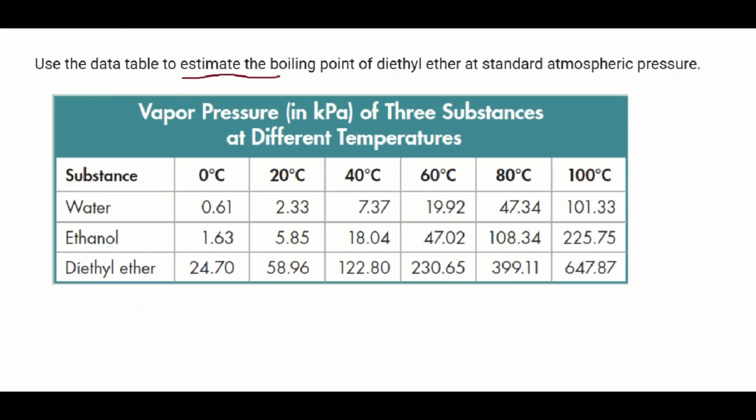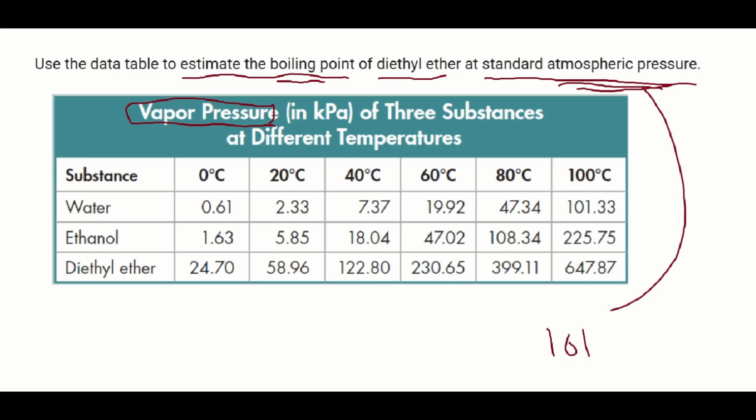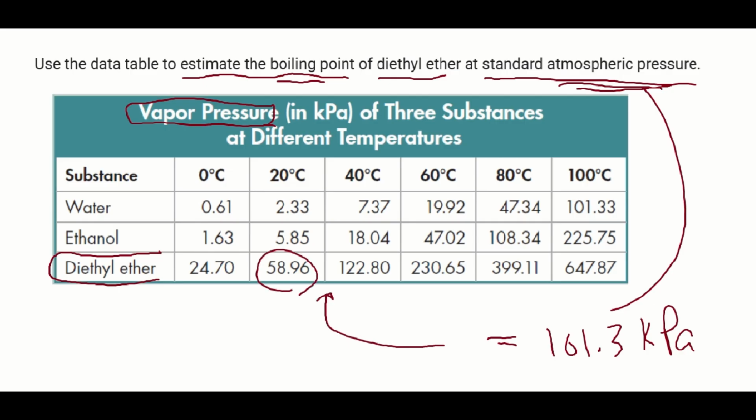Next question. We're asked to estimate the boiling point of diethyl ether at standard atmospheric pressure. So again, boiling point is where the vapor pressure, and this whole data table gives you that information, is equal to the atmospheric pressure. And we're told standard atmospheric pressure is 101.3 kilopascals. So when do numbers on this table equal this? That's the definition of boiling point. And we only need to consider the last row because it's asking about diethyl ether. All right, well, 101.3 is somewhere between 58 and 122.